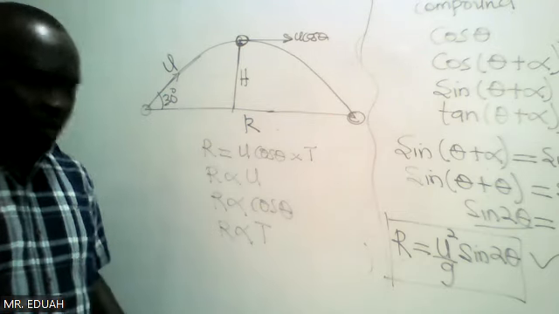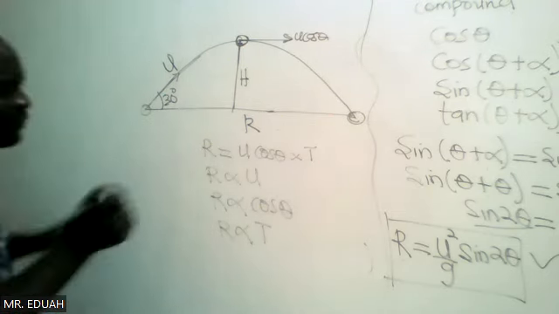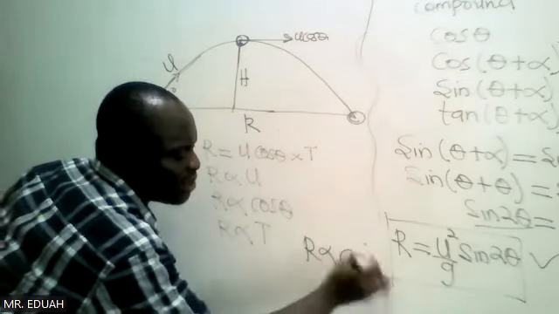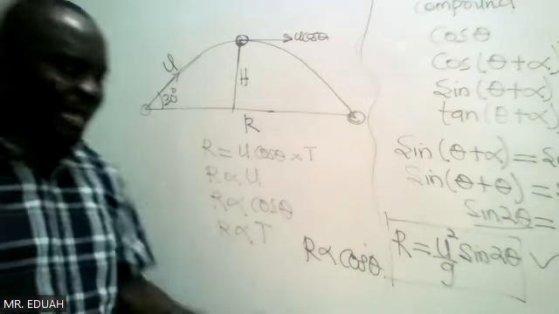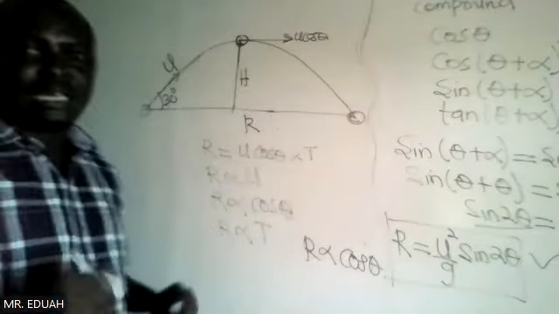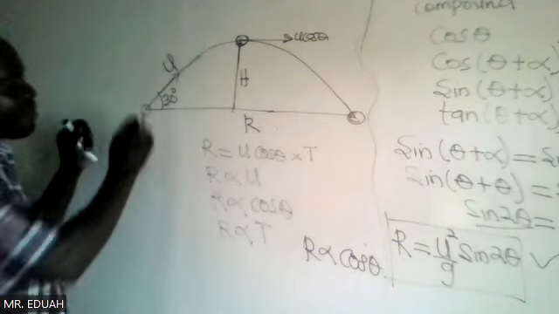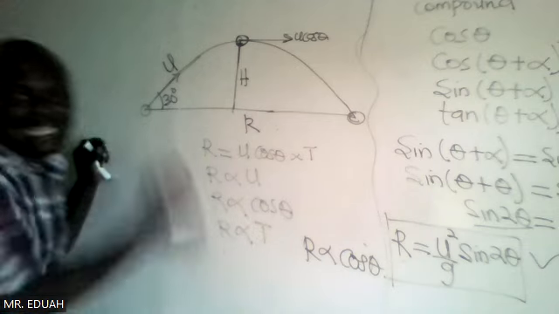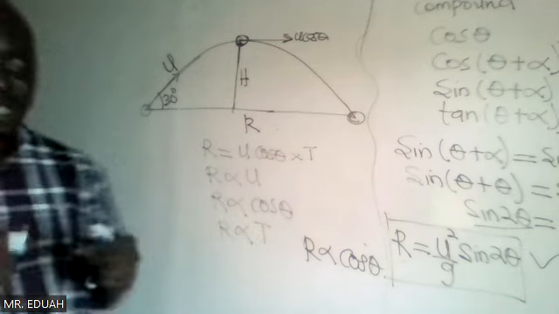Yes, please. Good. If R is directly proportional to cosine of the angle, meaning different angles would give me different horizontal distance, it means that if, let's assume, I'm increasing.